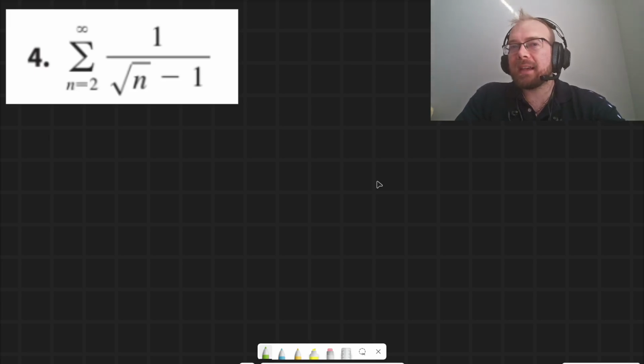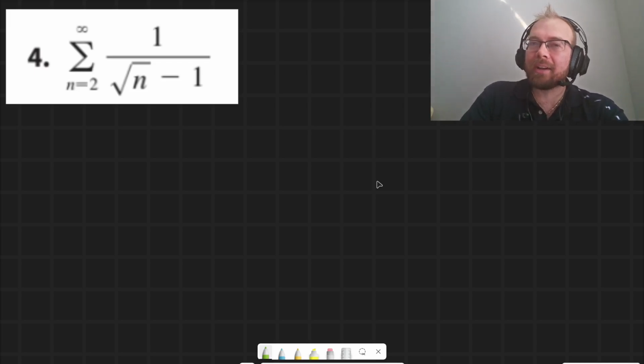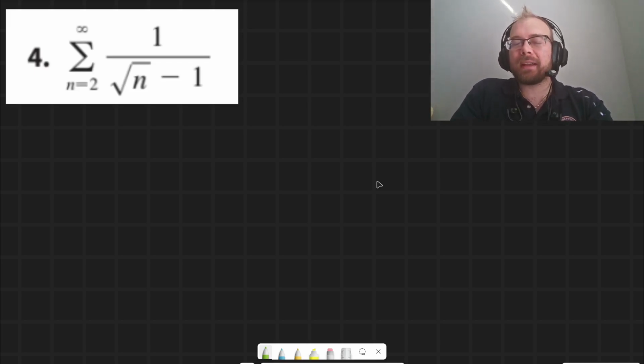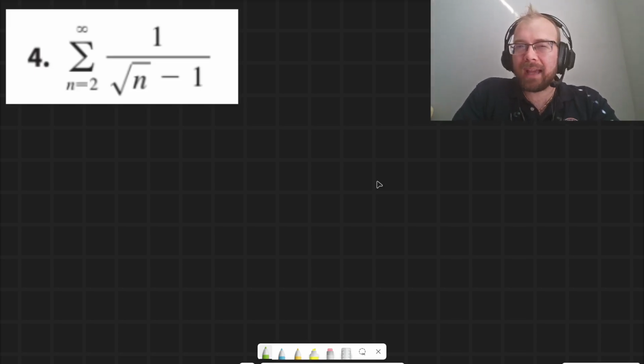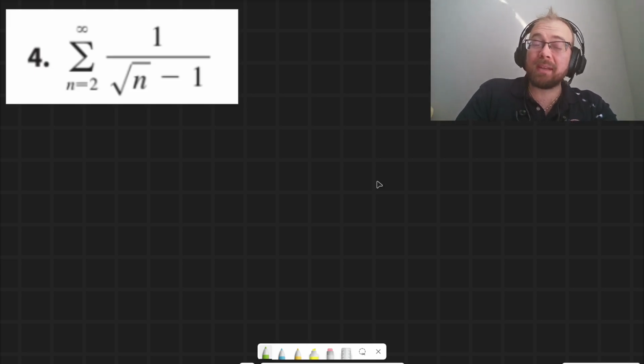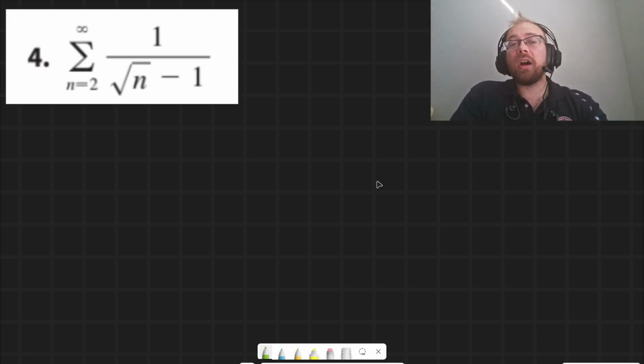P series says that the degree of the denominator has to be more than 1 greater than the degree of the numerator. Let me say that again. The degree of the denominator has to be more than 1 greater than the degree of the numerator. That's sort of like an altered P series. That's not what the actual textbook definition says, so don't quote me on that. But that is, in my opinion, a better definition of P series.